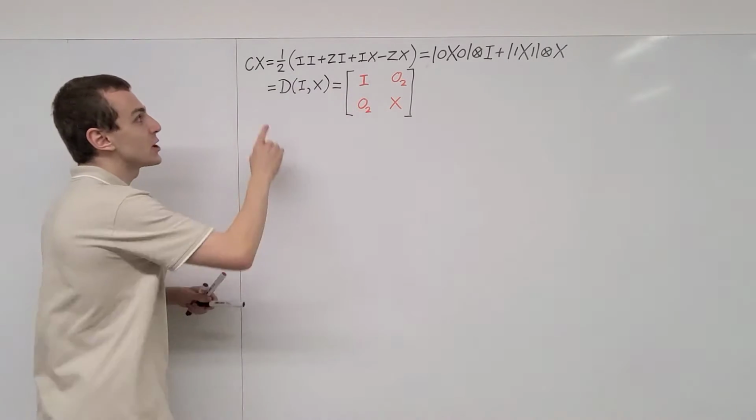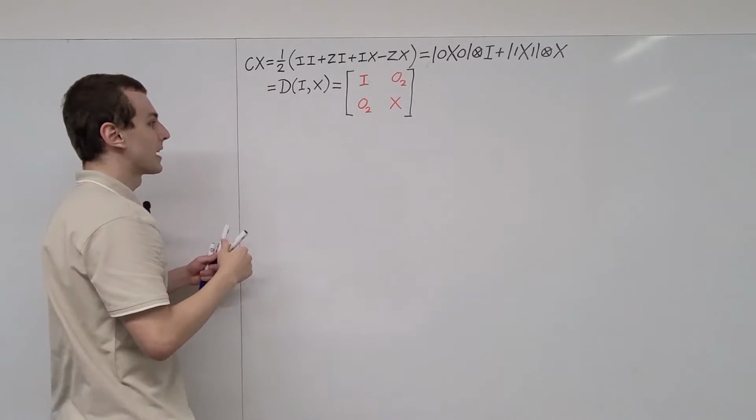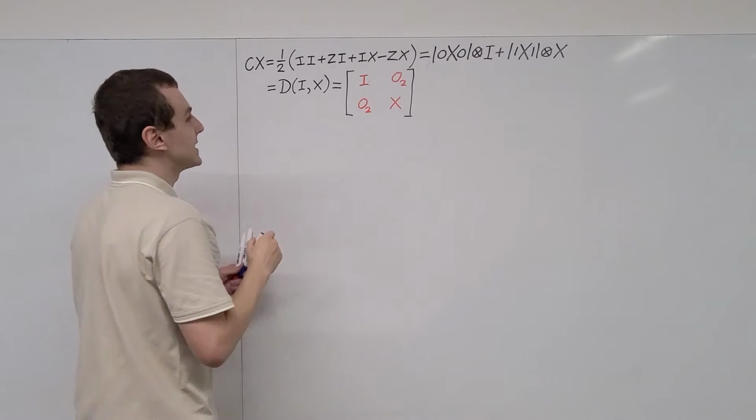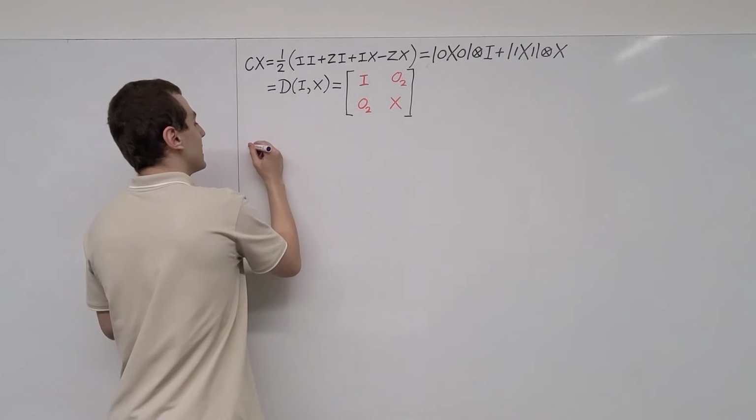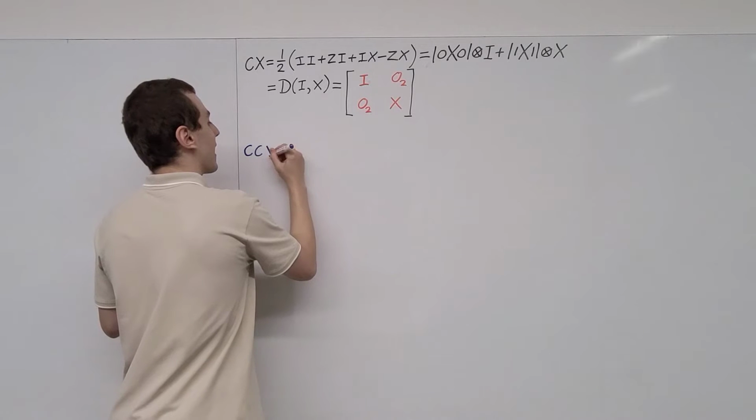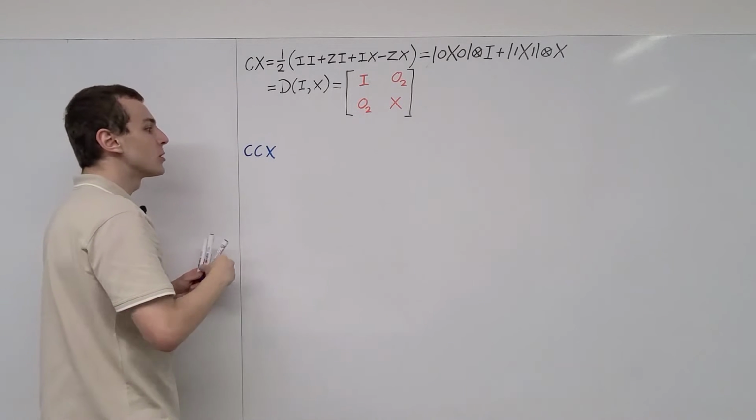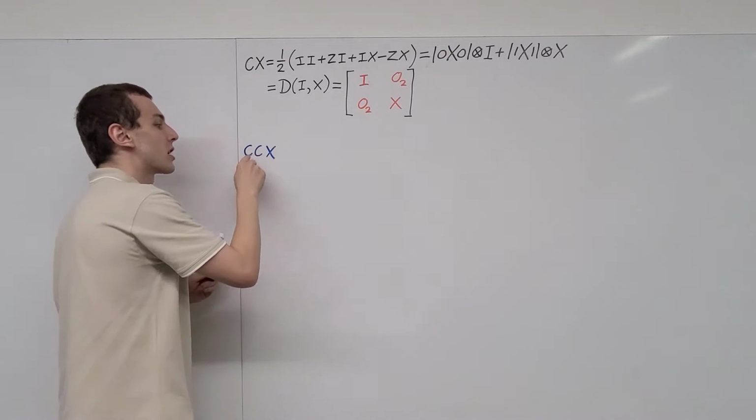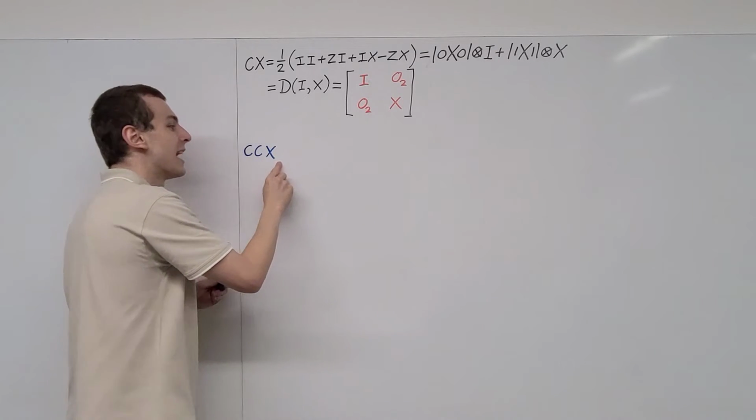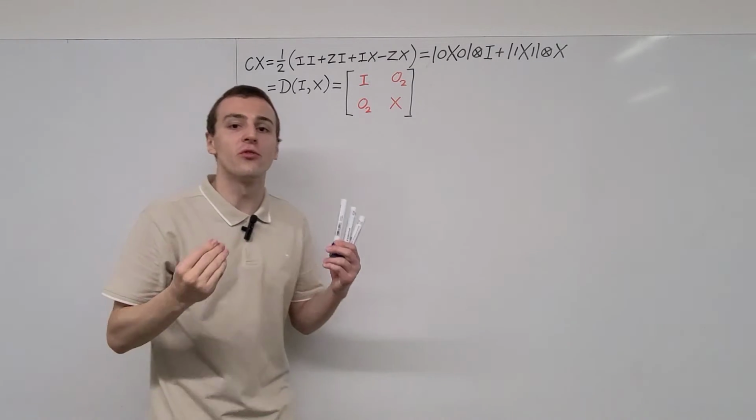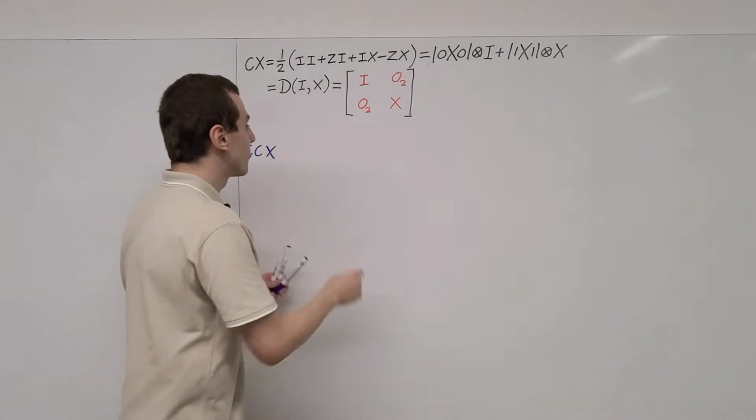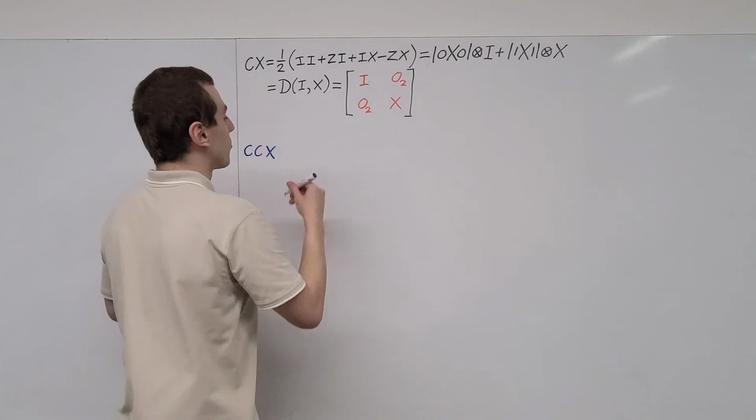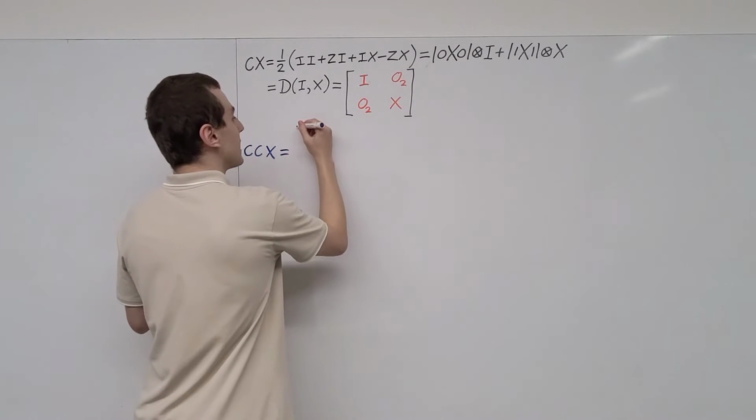Let's add an extra control qubit. That's going to give us a CCX. This is the controlled X gate, or the controlled NOT gate. And another name for this is the Toffoli gate. And the Toffoli gate can be expressed in a similar form.